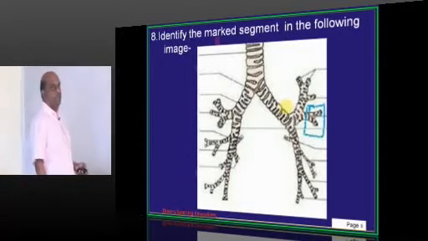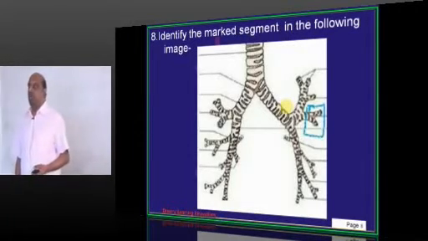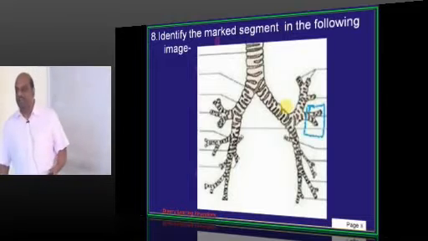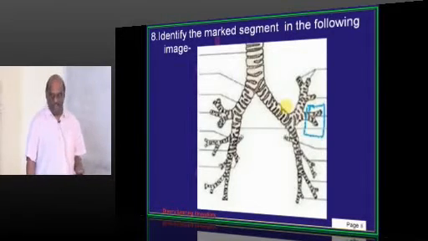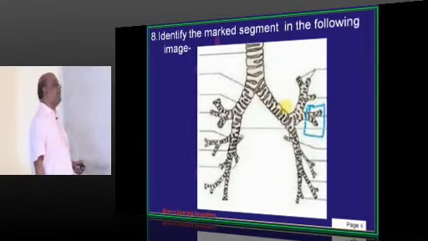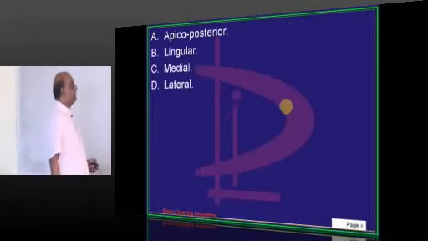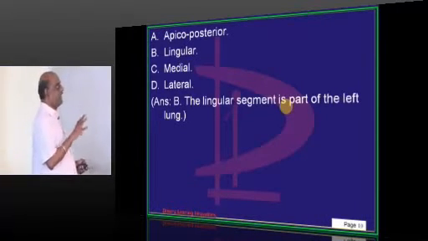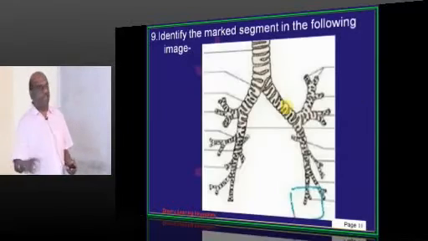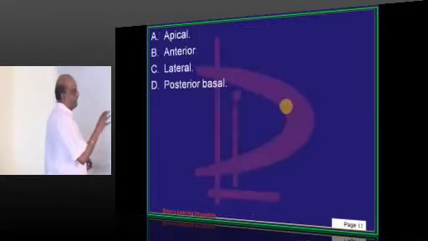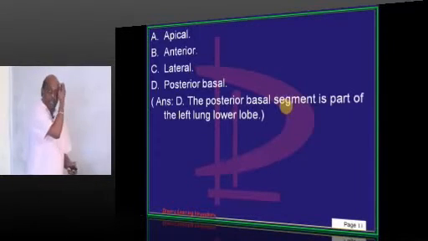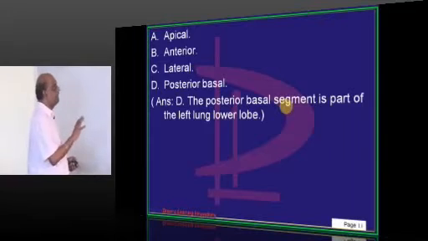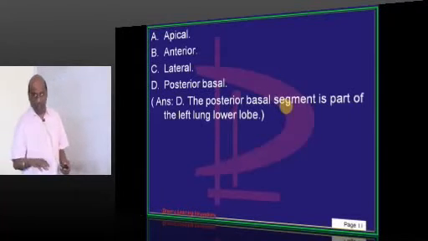Some of you are going to be top pulmonologists doing bronchoscopy every day. So before we give you the MD seat, you must be sure the one labeled was the lingular segment, which is the part of the left lung. The one which is being shown is the posterior basal segment, which is a part of the left lower lobe.